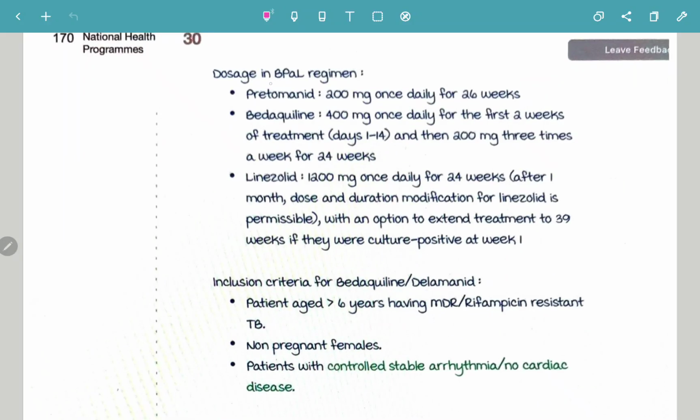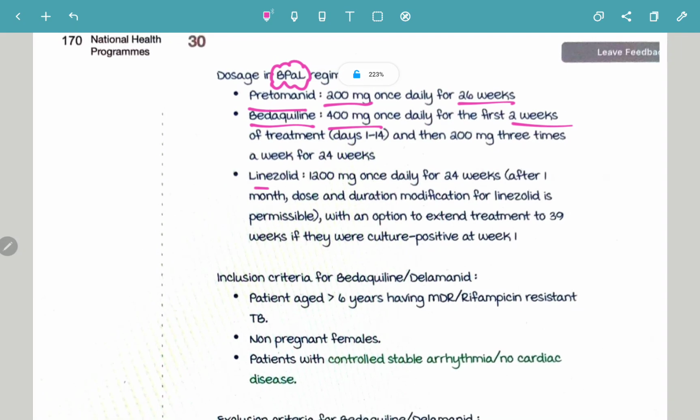So what is the dosage of the bedaquiline, pretomanid, linezolid regimen? First, pretomanid is 200 milligram once daily for 26 weeks. Bedaquiline is 400 milligram once daily for 2 weeks, and then 200 milligram 3 times a week for 24 weeks. Linezolid is 1200 milligram once daily for 24 weeks. So these are the respective doses.